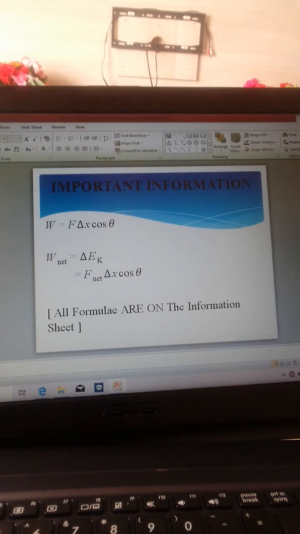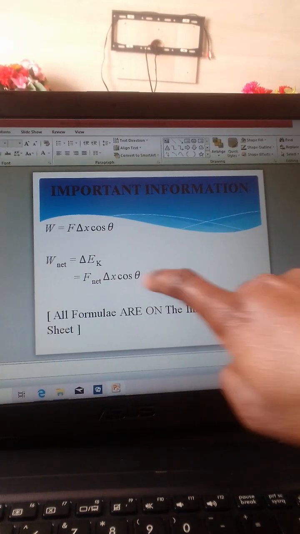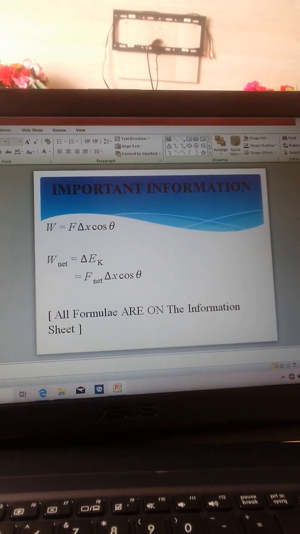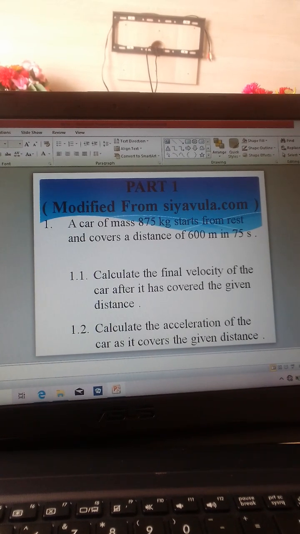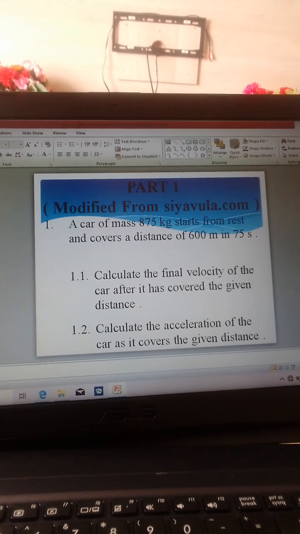Okay. So all formulae are on the information sheet. Not sure about this one though. You might do well to take it down. Please take that down. I modified it from siavula.com.